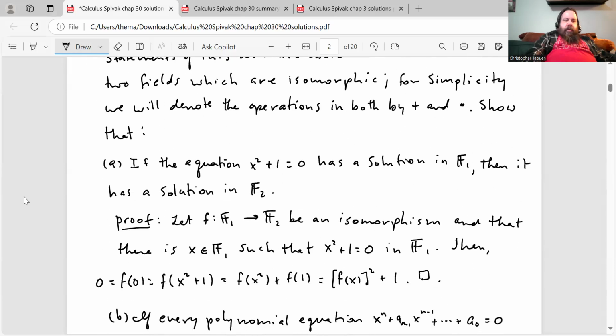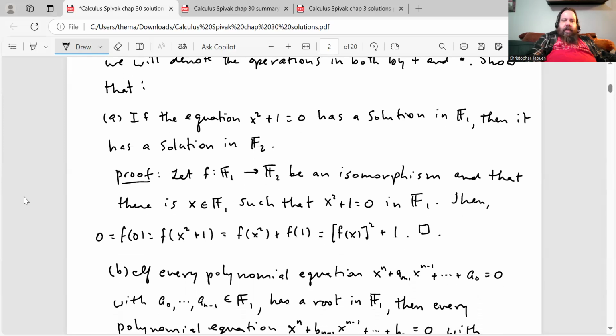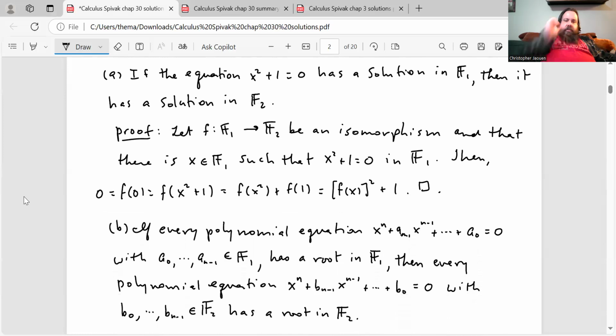So there's a bunch of parts that he wants us to do here. Part A says, if the equation x squared plus 1 equals 0 has a solution in the field F1, then it also has a solution in the field F2. All right, so let's do that here.